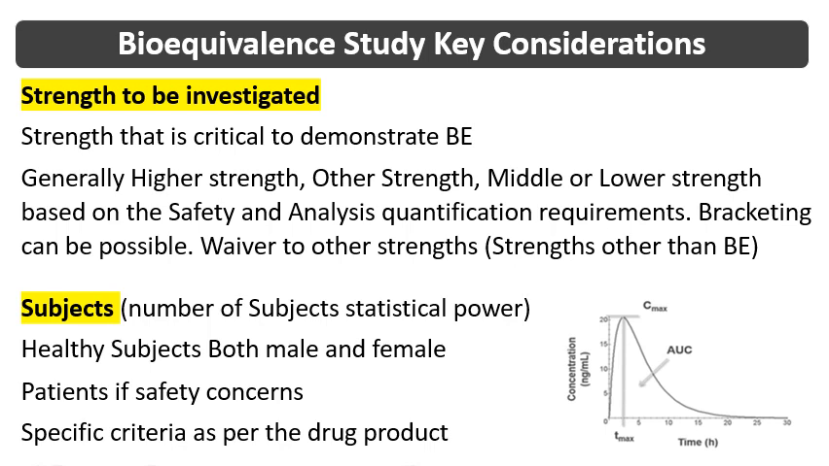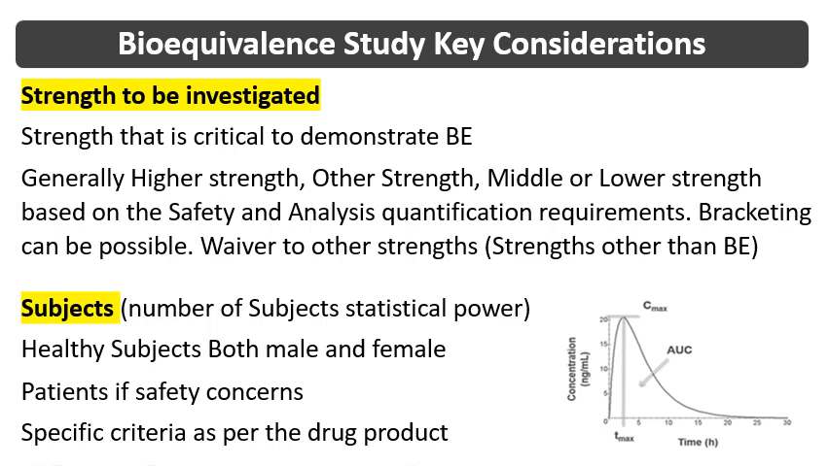If the higher strength is not safe, at that time the middle or lower strength can be taken and the other strength can be waived from the BE study. Bracketing can also be possible. If the formulation has five different strengths, at that time the lowest and highest can be taken, or highest and middle can be taken, and based on that the other strengths can be given the biowaiver. So a waiver can be given to the other strengths which are other than the bioequivalence strength.